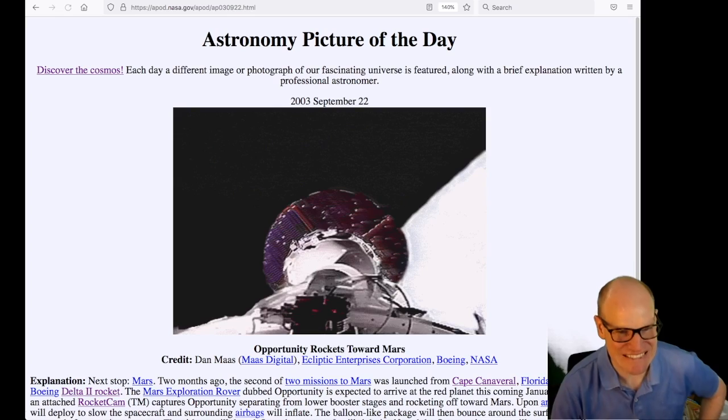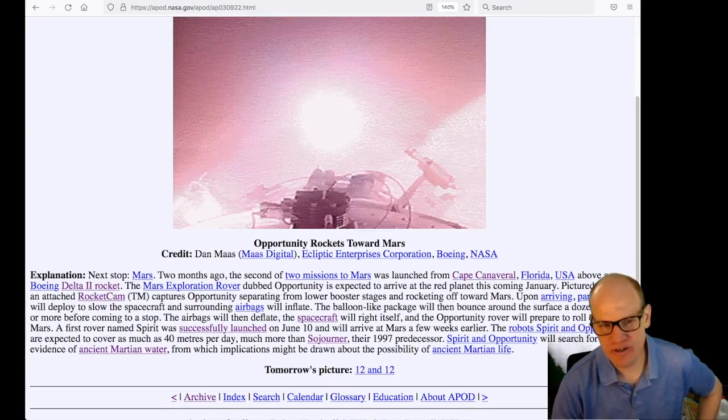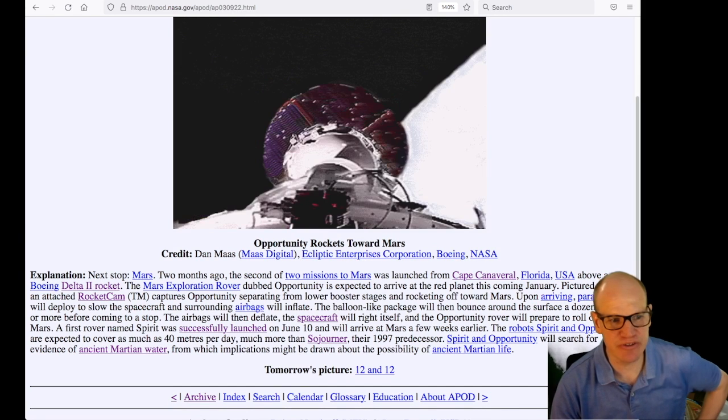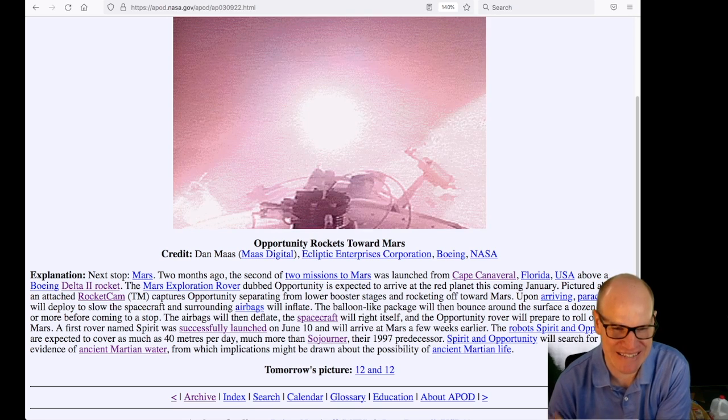Opportunity rockets towards Mars. This is the Opportunity rover, the second half of the Spirit rover and Opportunity rover tag team missions.